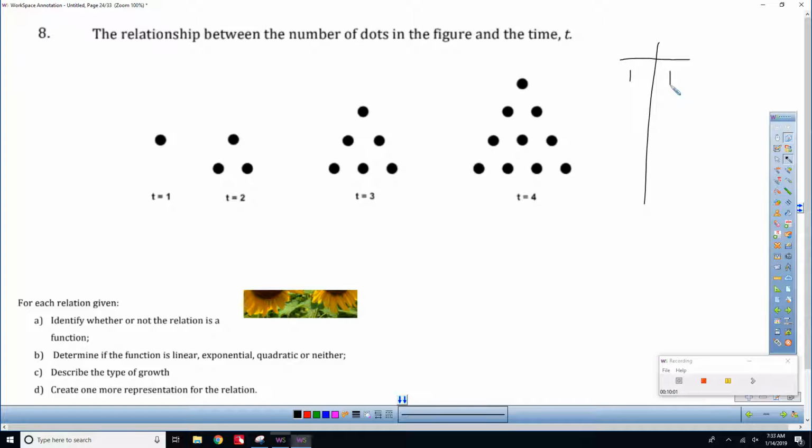Alright, so the relationship between the number of dots and the time. At 1, we have 1 dot. At 2, we have 3 dots. At 3, we have 6 dots. At 4, we have 10 dots. Is this a function? Yes, it is a function. Is it linear?